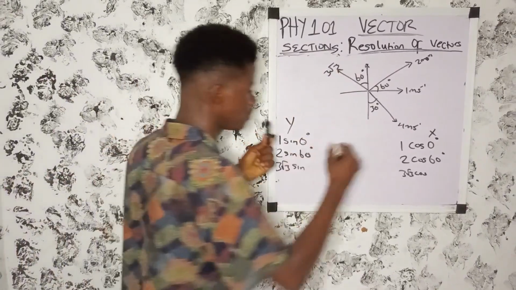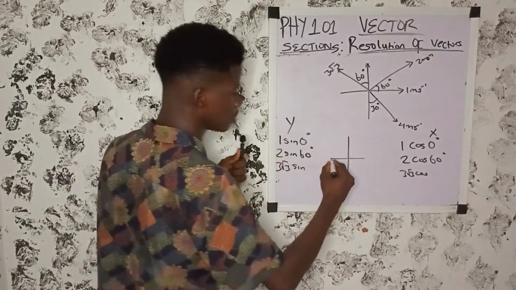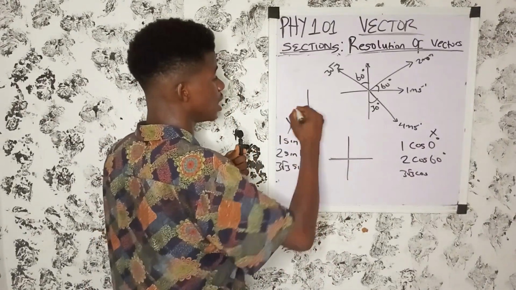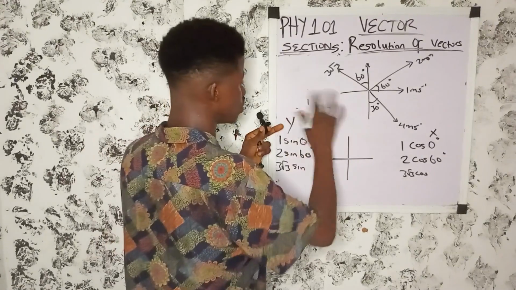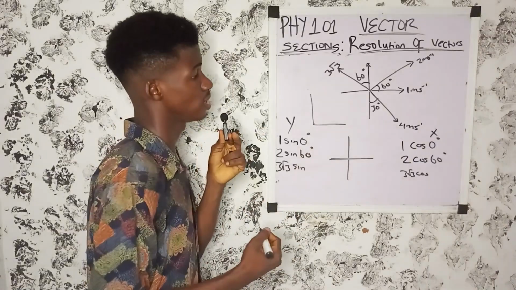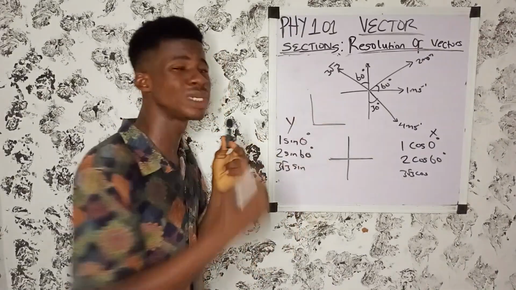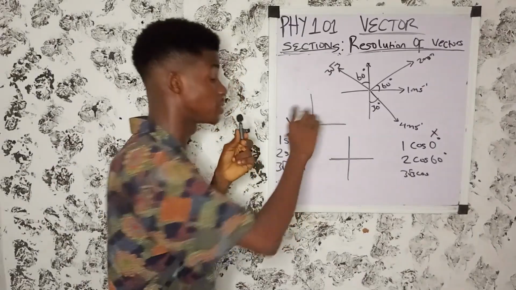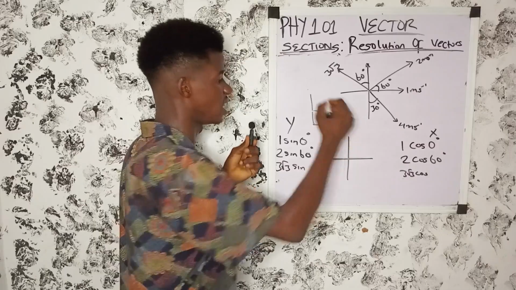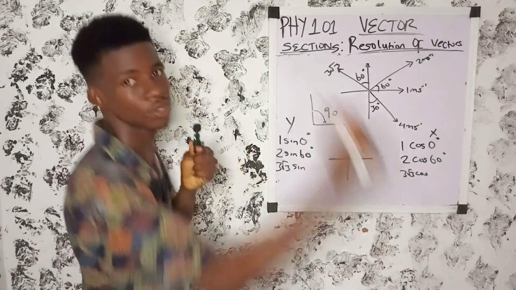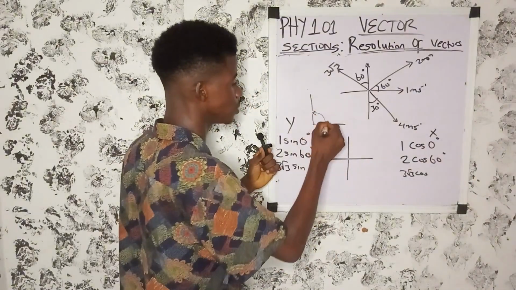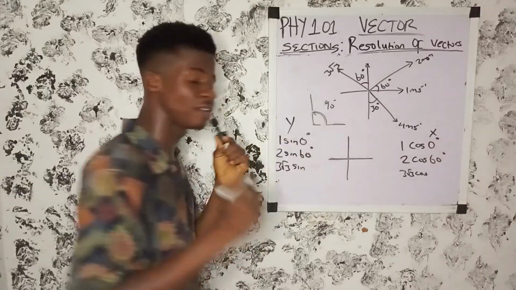Remember, I told you guys in our previous class that with reference to this line, when forming an angle, an angle is always with reference to the positive x-axis. You cannot draw an angle like this, for example, and put 90. No, it's always with reference to the positive x-axis. So from here to this place is 90 degree. I don't know if you understand.